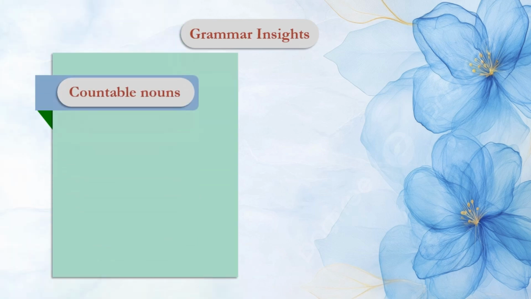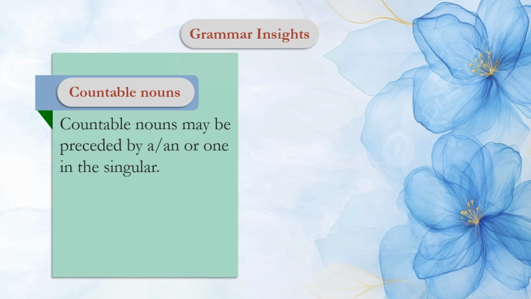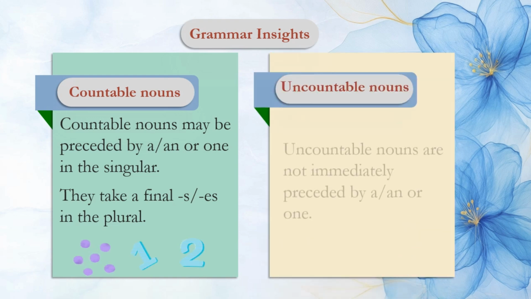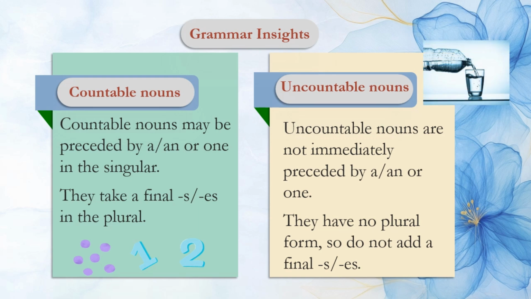Let's look at the difference between countable and uncountable nouns. Countable nouns can be used with a or an or one in the singular. They have a plural form that ends in s or es. Example: 1 apple, 2 apples. Uncountable nouns cannot be used with a or an or one. They don't have a plural form, so we don't add s or es. Example: some water, not a water or waters.